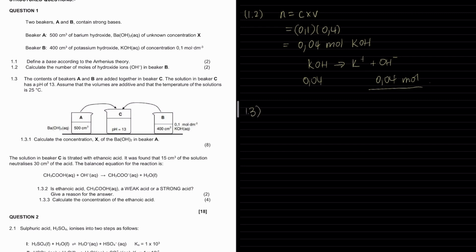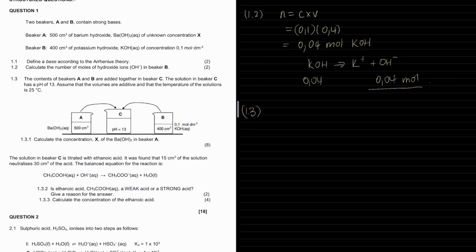Now, question 1.3. The contents of beakers A and B are added together in beaker C. The solution in beaker C has a pH of 13. Assume that the volumes are additive and that the temperature of the solutions is 25 degrees Celsius. 1.3.1, calculate the concentration X of the barium hydroxide in beaker A.